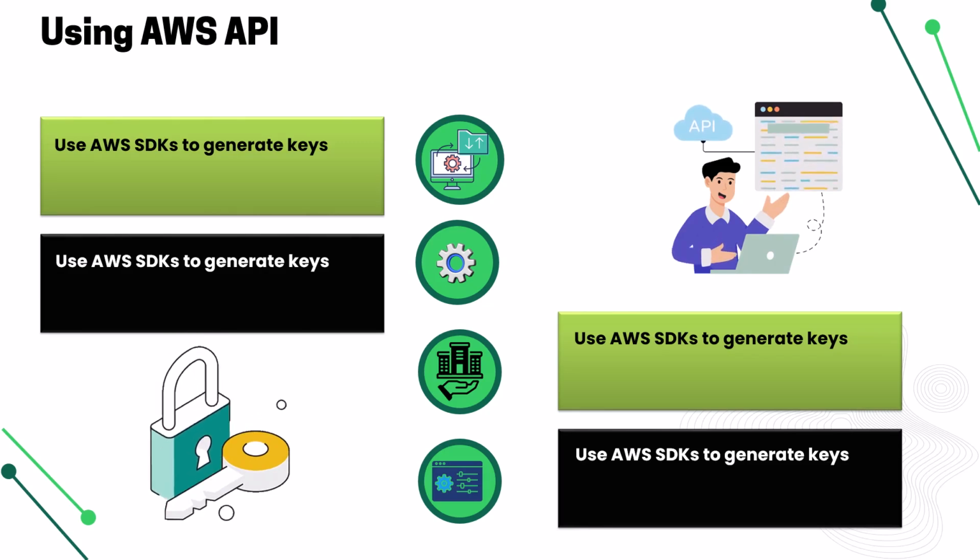Using AWS API is like automating the process. It's great for developers who want full control. Generate a key, store it safely, and retire the old one. Just don't get carried away generating too many keys.